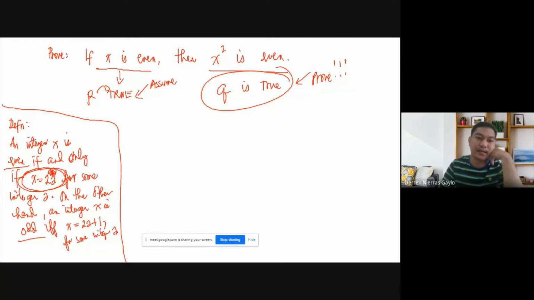Then for odd, you put 2A plus 1. If A is 1, this is 3, right? 2 times 1 plus 1. Or 2 times 2 plus 1, that will be 5. So we use the odd ones first. Okay, so let's prove it using direct proof.